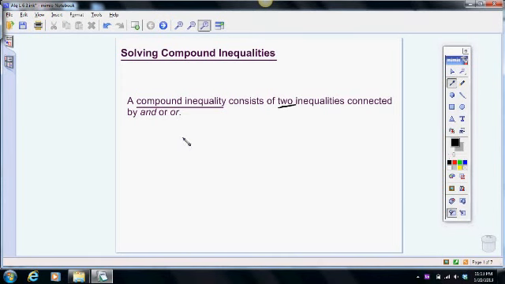We've solved inequalities something like this: x + 5 < 7. Well, what the compound inequality says is we have two inequalities. Right now, we just have one: x + 5 is less than 7. A compound inequality is going to say, well, it's less than 7, but it's greater than -4. So a compound inequality is an inequality where we have two inequality symbols.